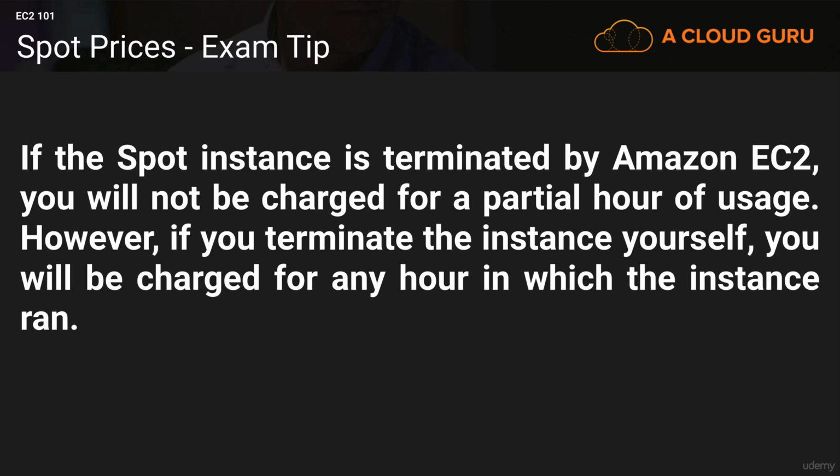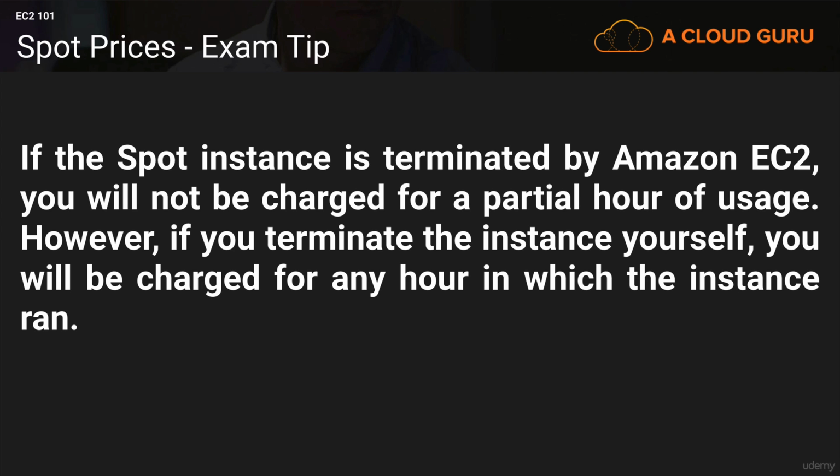If spot instances are terminated by Amazon, and this will happen when the spot price goes above your bid price, you will not be charged for that partial hour of usage. Okay, so let's say you bid at $1 and suddenly the spot price goes up to $1.50 and they're going to terminate that EC2 instance. And it only happens half an hour into when you first purchased it. You won't be charged at all for that hour. However, if you terminate the instance yourself because you're done using it, then you're going to be charged for any hour in which the instance ran.